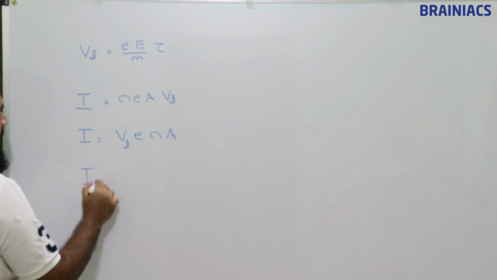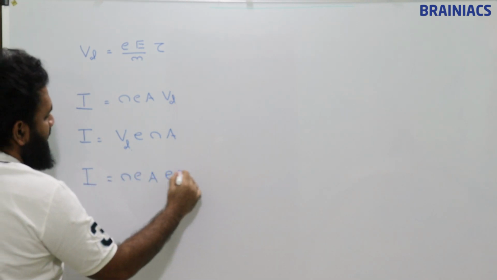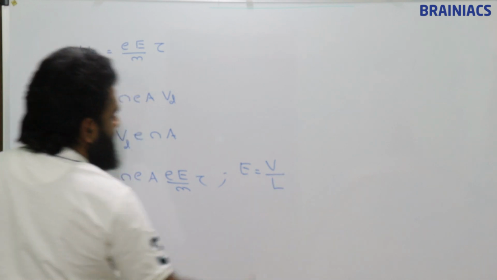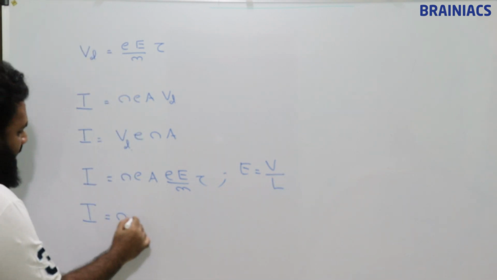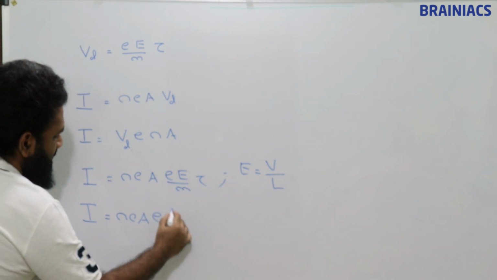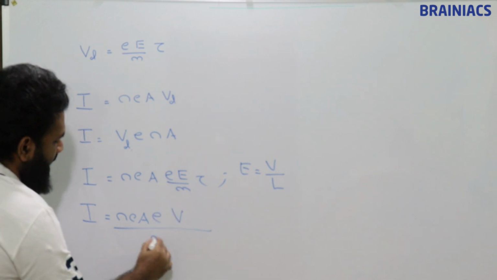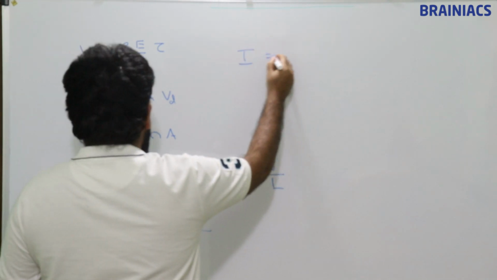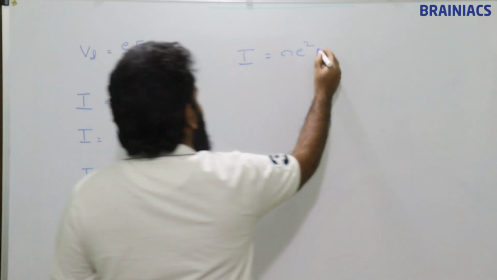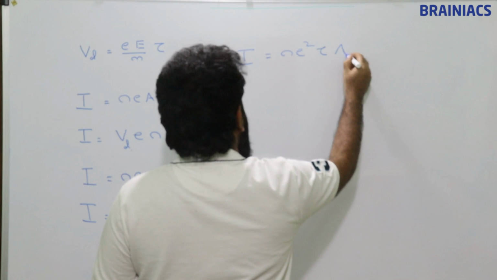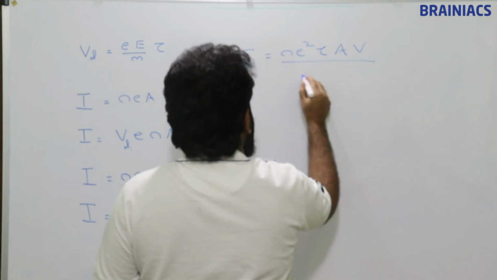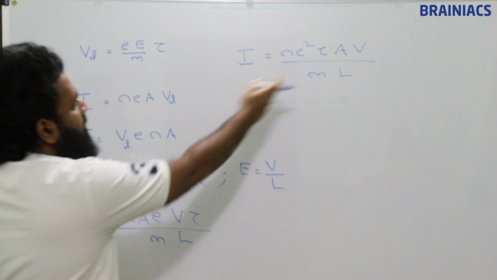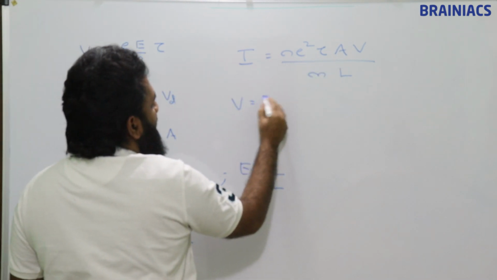Substituting this here, I = neA times (eE/m) tau, and this electric field E is equal to the voltage difference divided by L. So substituting that, I = neA times e V/(m L) times tau. Rearranging this, I = ne² tau A V divided by m L. From this, and V is equal to I into R.